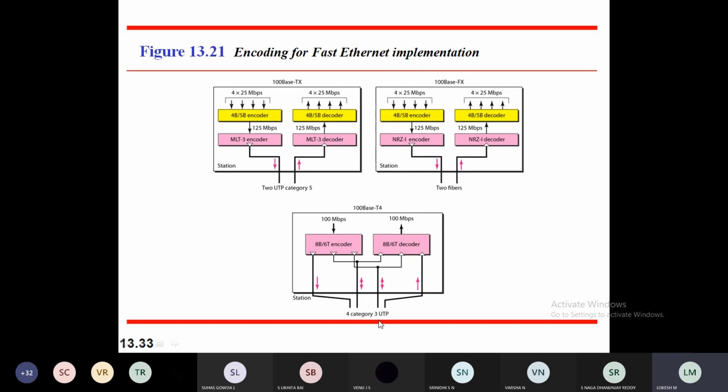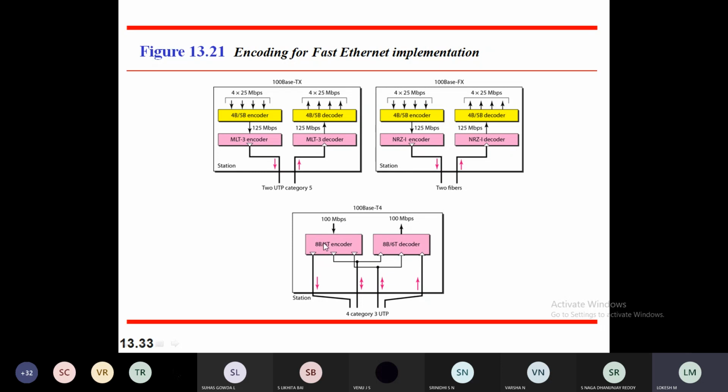Here we use 4 wires, 4 cables, right? For category 3 UTP, that is unshielded twisted pair. Okay, 3 different categories of 4 lines will be used here, right? And the same 100 Mbps is sending and receiving within the single station.